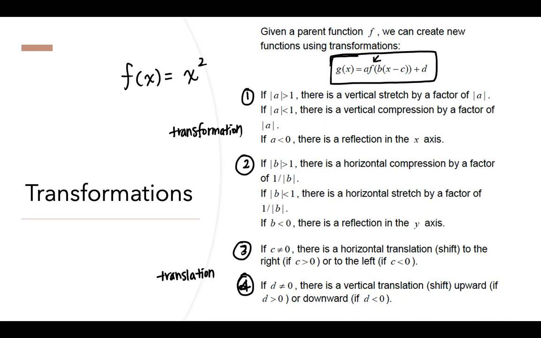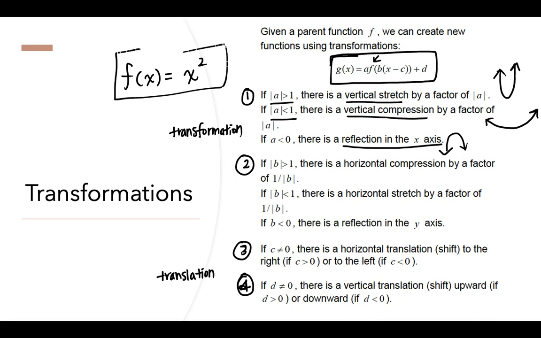First, you look at the sign of A. If the sign of A is negative, we say it's a reflection in the x-axis. If A is greater than 1, then we say it's a vertical stretch by factor of A. If A is less than 1, it's a vertical compression by factor of A. So a vertical stretch will be looking like this, very narrow, and vertical compression, you're pushing it down, so it's going to be very wide. And reflection in the x-axis, it will be going downward, assuming that we are working with a parabola.